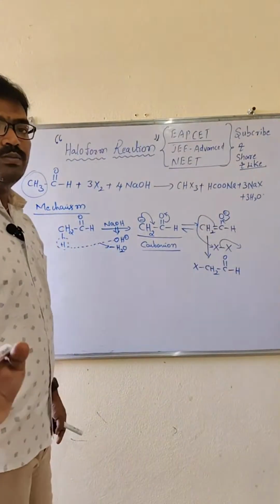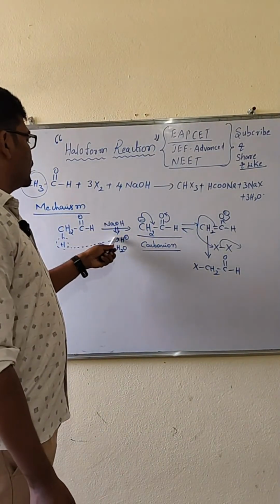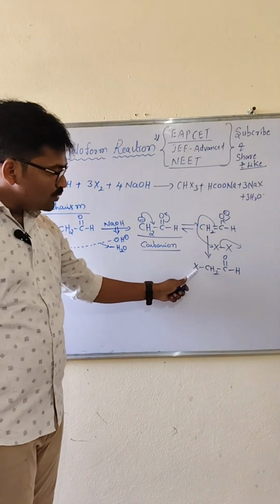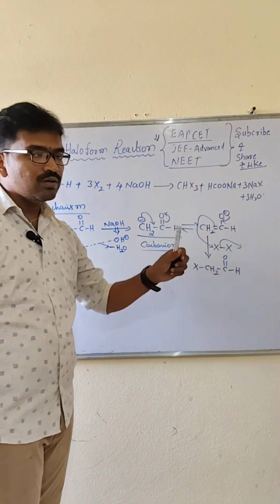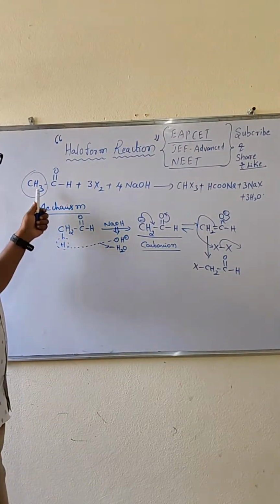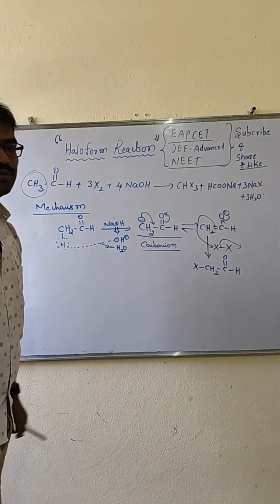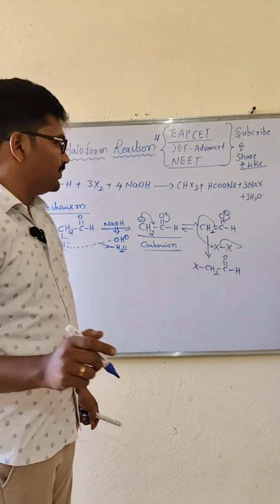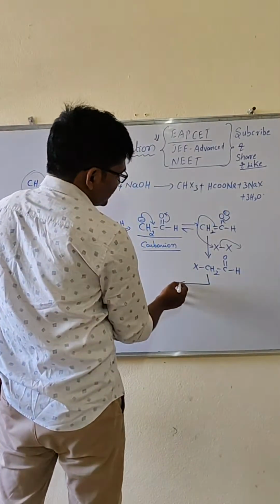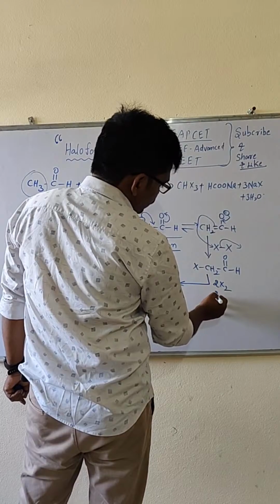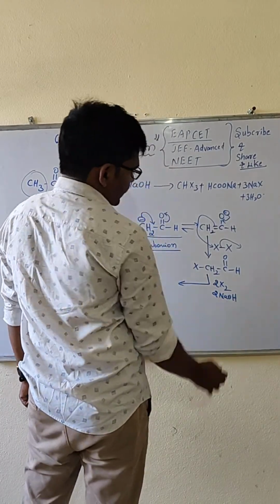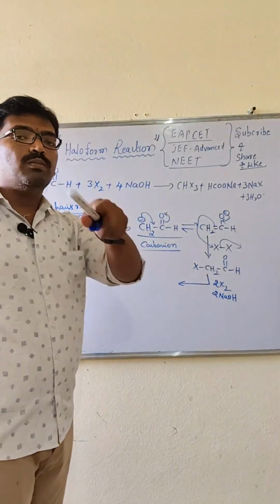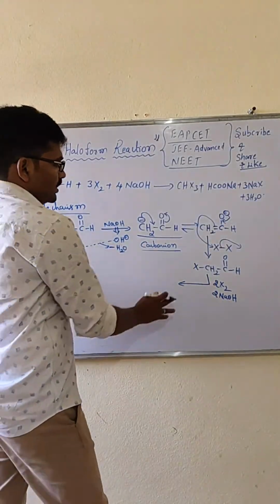Listen, my dear students, observe carefully. If we use one mole of NaOH and one mole of halogen, one halogen atom replaces a hydrogen atom. One hydrogen in this methyl group is substituted by a halogen. That happens when you use 1 mole of halogen and 1 mole of NaOH. In case you use 2 more moles of NaOH and halogen, then the remaining 2 hydrogen atoms are also replaced by halogen atoms. Clear, my dear students?